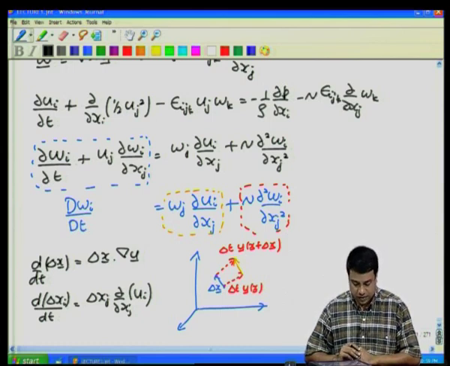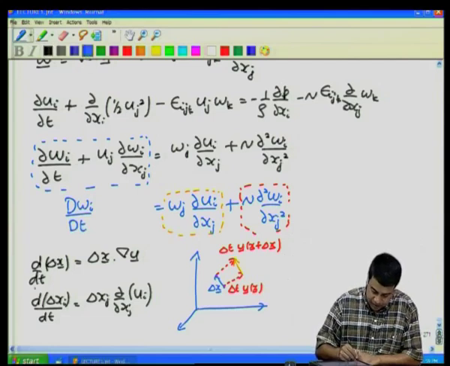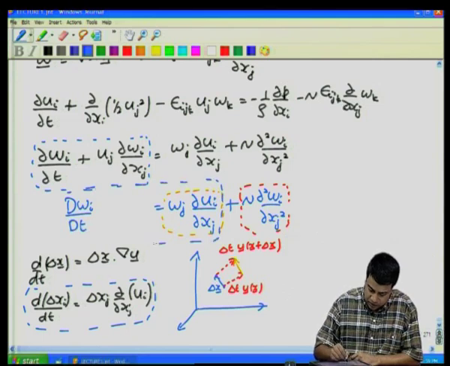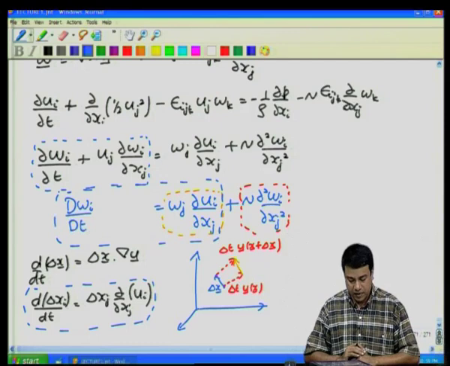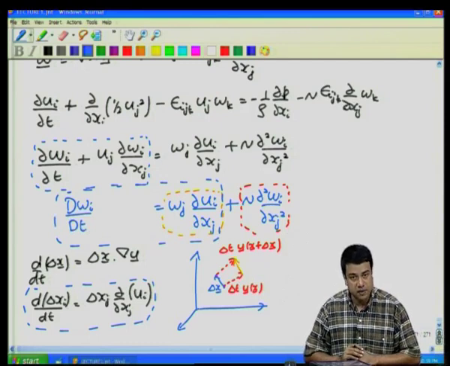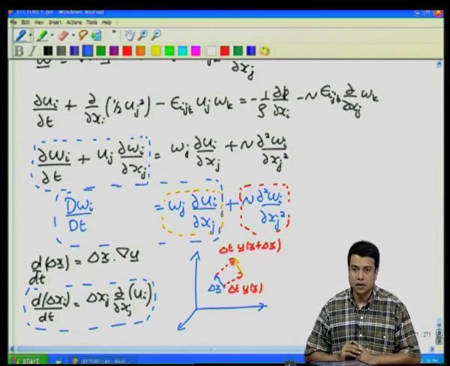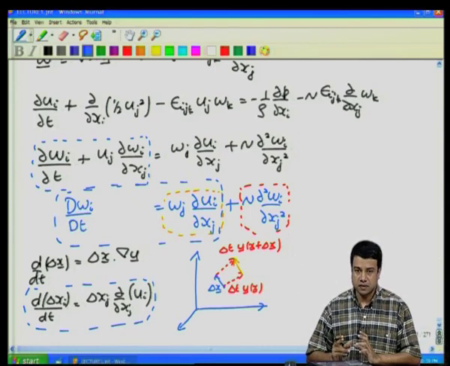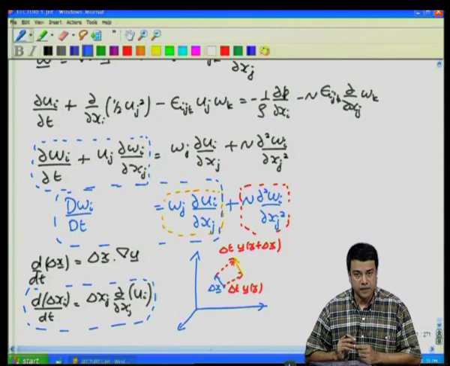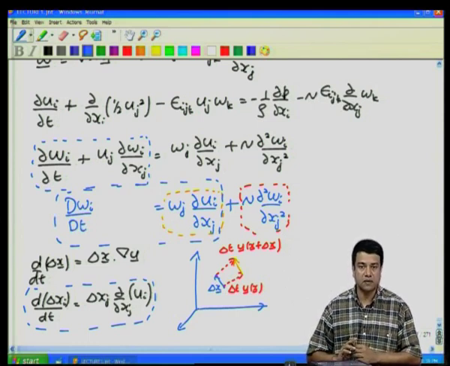Note that this has exactly the same structure as this one. This has exactly the same structure as these two put together. D omega_i by dt is equal to omega_j times partial u_i by partial x_j. Therefore, vorticity increases, or intensifies, in the flow in a manner similar to material line elements in the flow. Okay. So, this is the mechanism for intensification of vorticity due to stretching or bending of vortex lines.